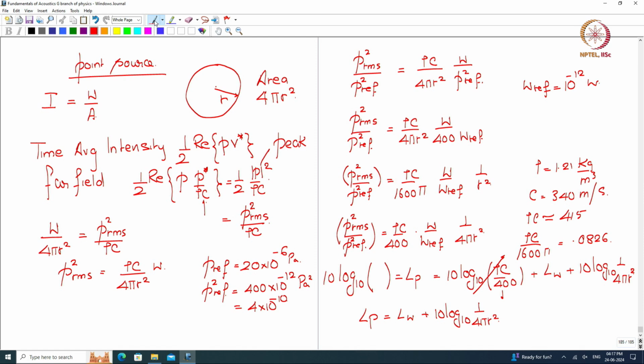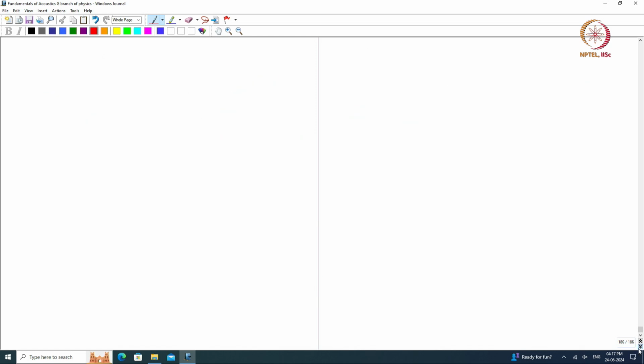Okay. So if I have a point source which is radiating uniformly in all directions, or if I have moved into the far field of a source such that it is uniform in all directions, or uniform locally, then it has a 1 over R dependence in pressure.